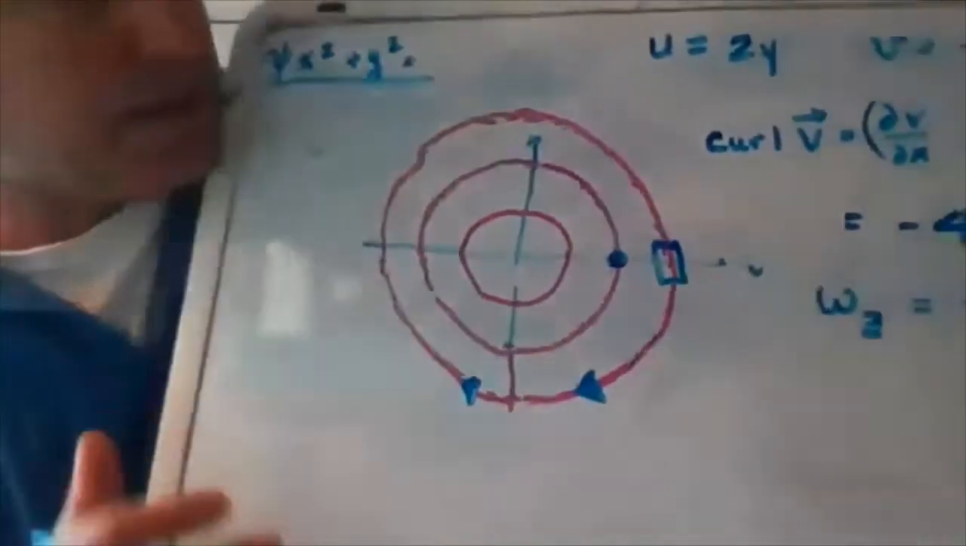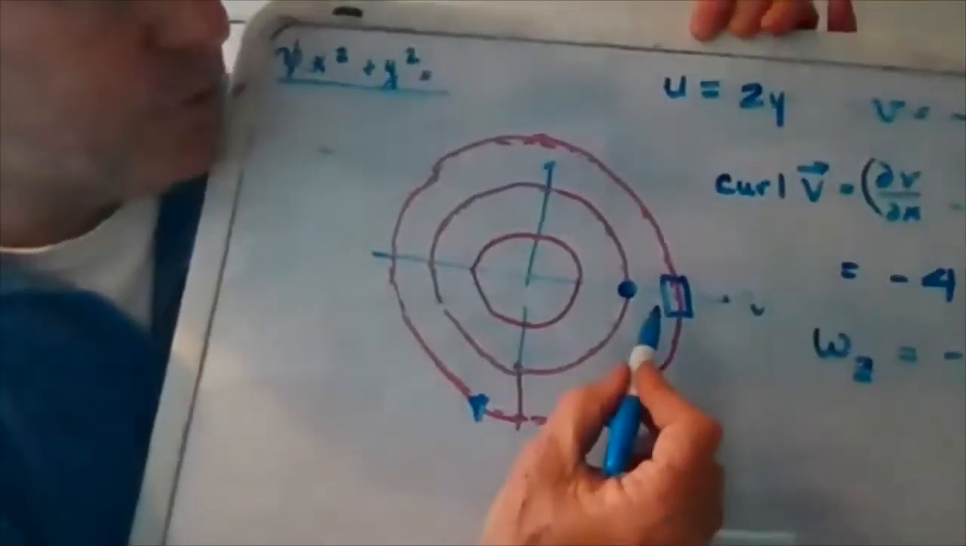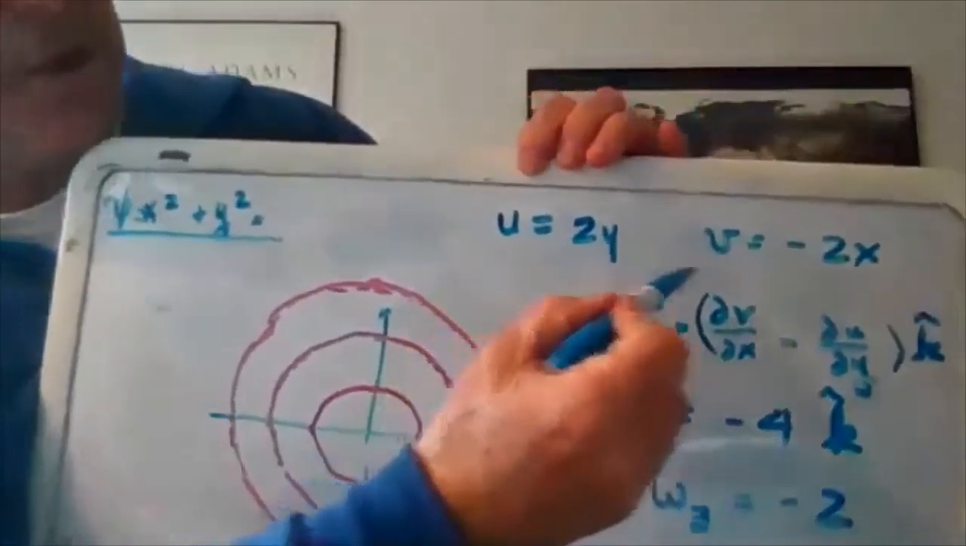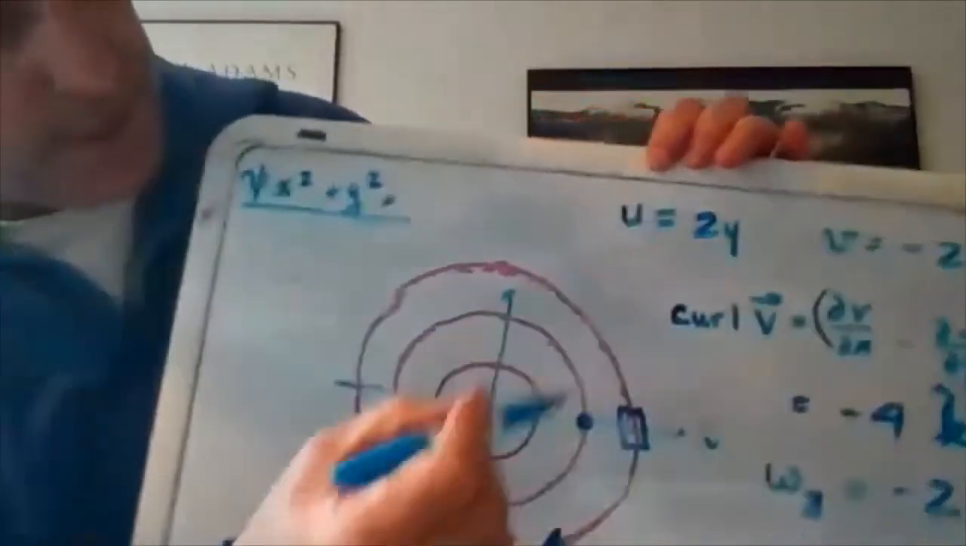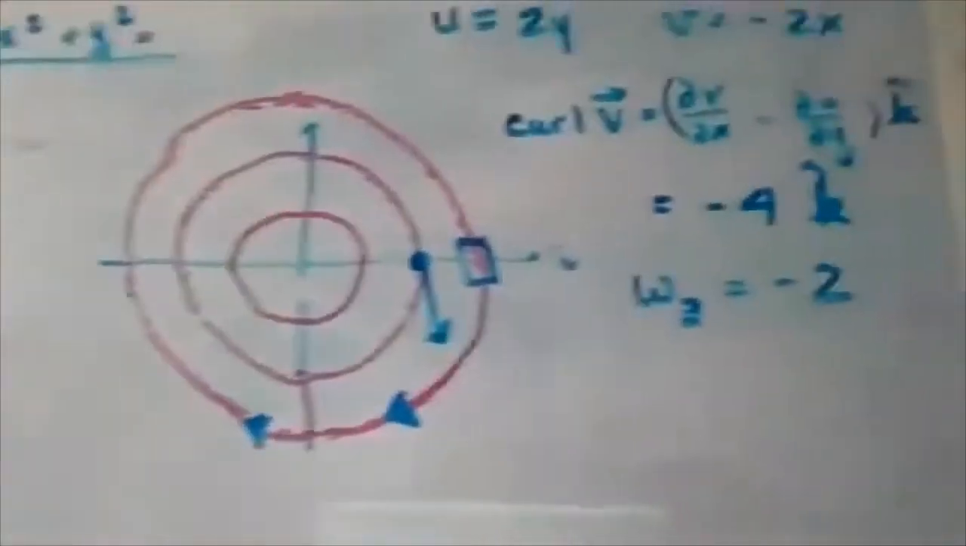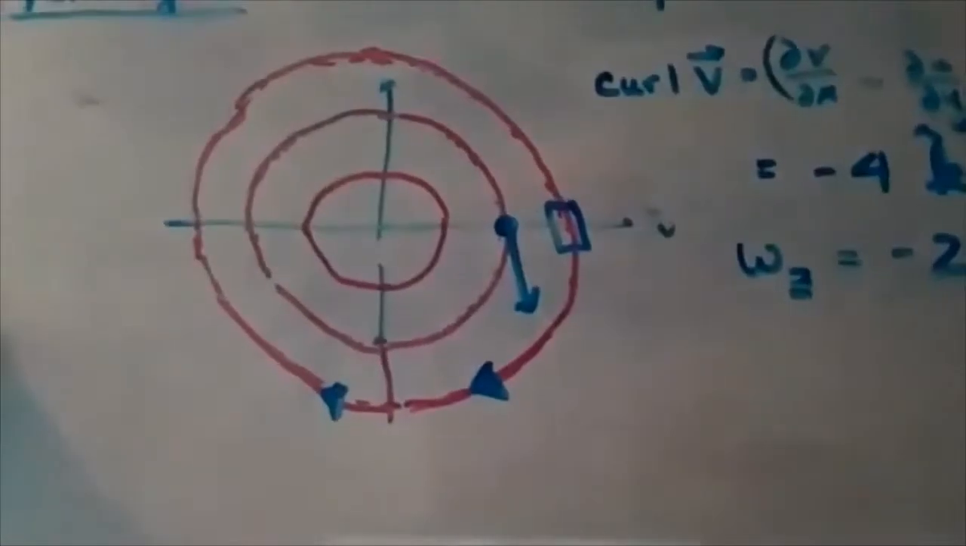So I got that point right there, which is supposed to be x equals 2, y equals 0. So if y equals 0, the u value is 0, and v equals negative 2 times x, so negative 4. So we got a velocity vector like that, which is perpendicular to flow. My drawing is not very good, so we've got rotation.